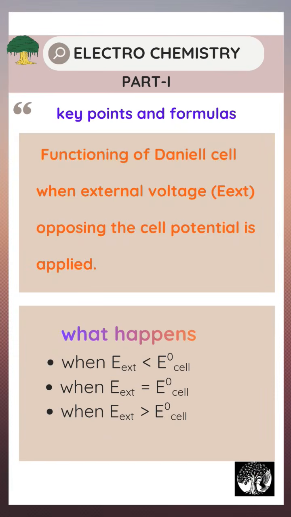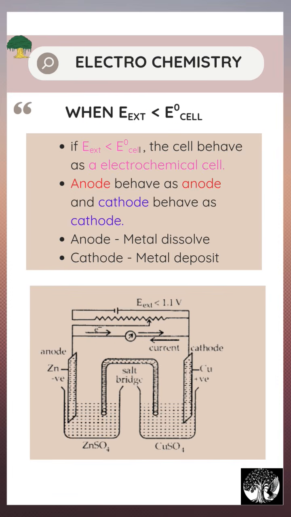Let's discuss the key points in electrochemistry. Number 1: functioning of the Daniell cell when an external voltage is applied. There are three cases: when E external is lesser than E naught cell, when E external is equal to E naught cell, and when E external is greater than E naught cell. Now we see what will happen when E external is lesser than E naught cell.